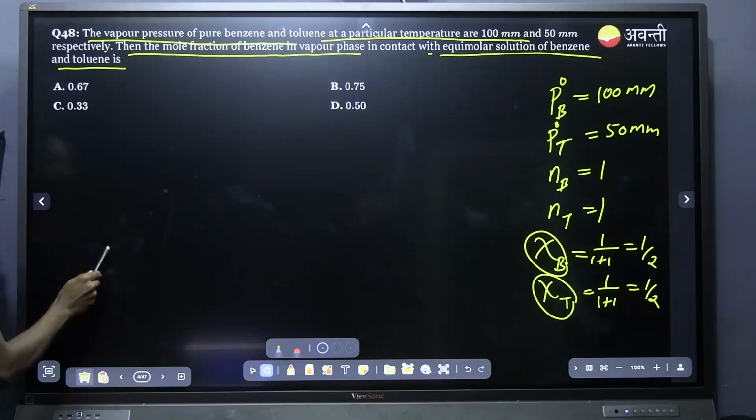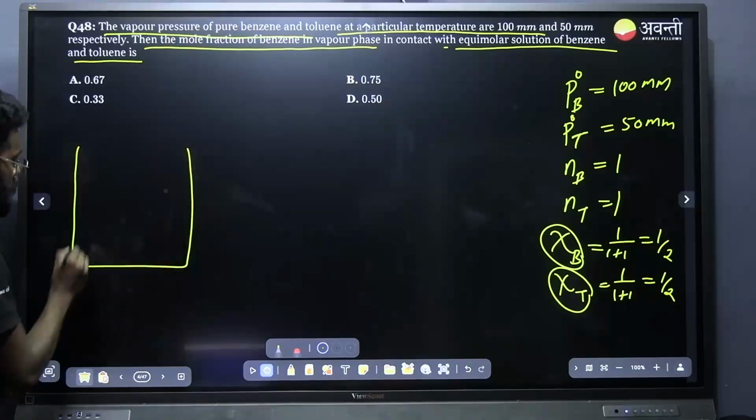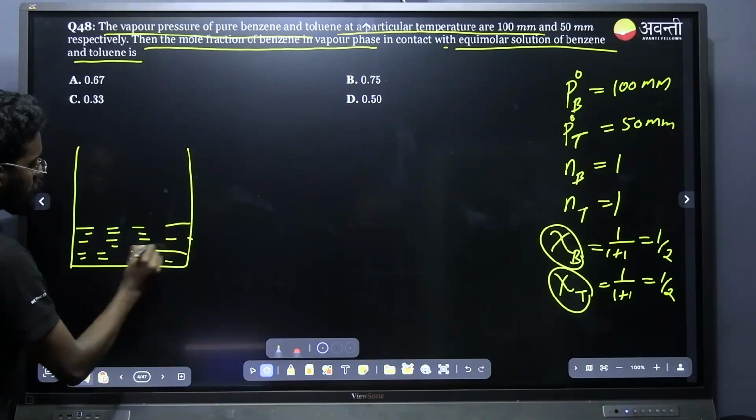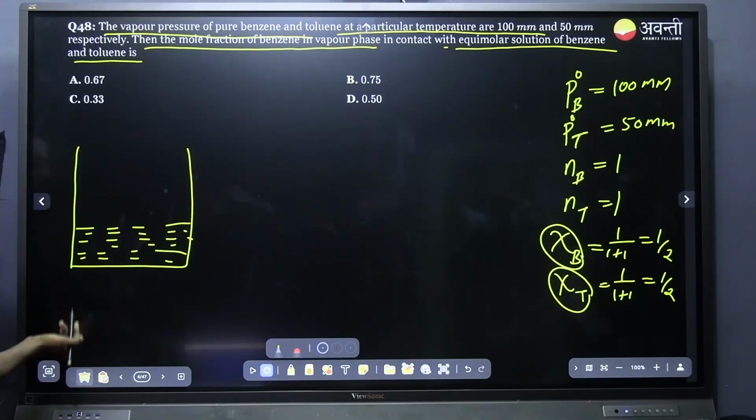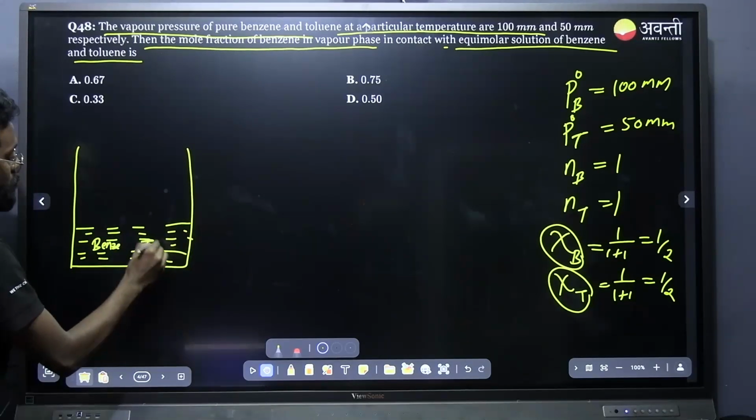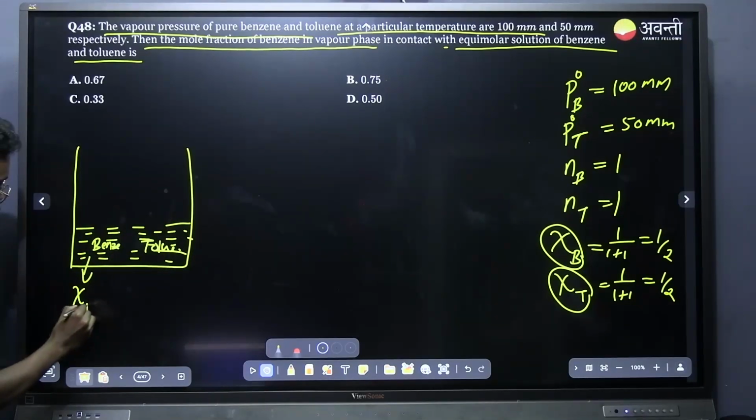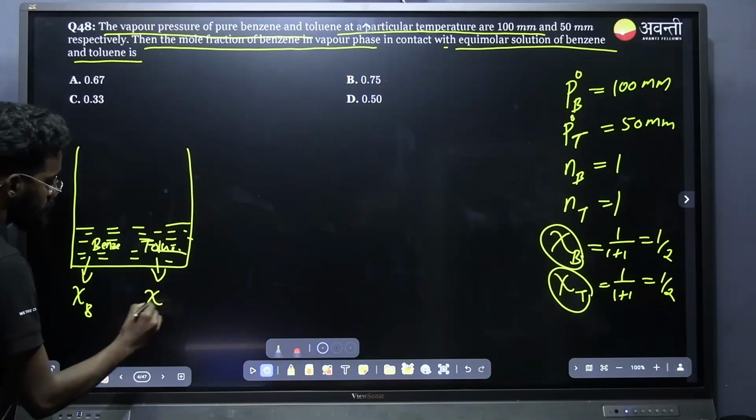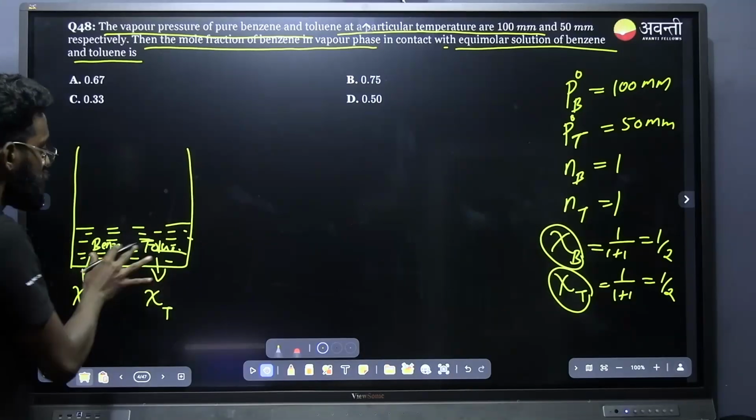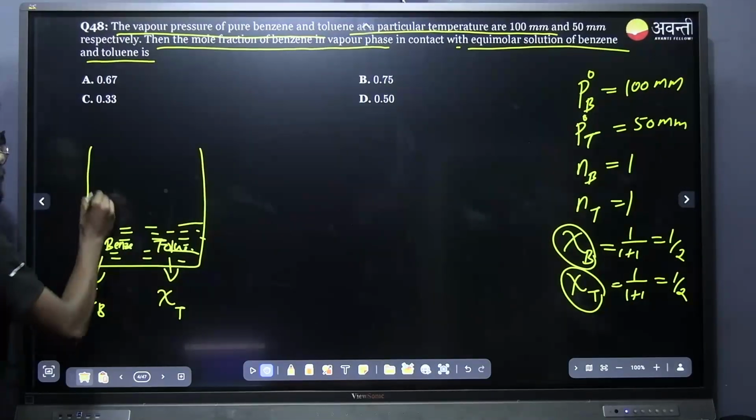Okay, for that I will just give you an idea about what it is actually asking. Consider a beaker in which I have a mixture, a solution of benzene and toluene. The mole fraction of benzene is represented as chi b, and the mole fraction of toluene is represented as chi t. This is in the liquid phase. Now we are not at all bothered about this liquid phase. What we need to find out is the vapor pressure of benzene and toluene in the vapor phase.